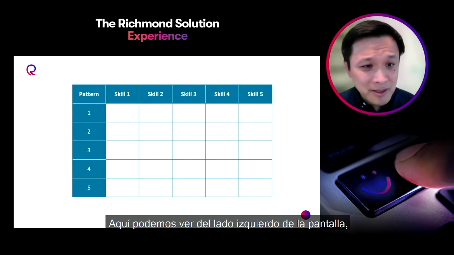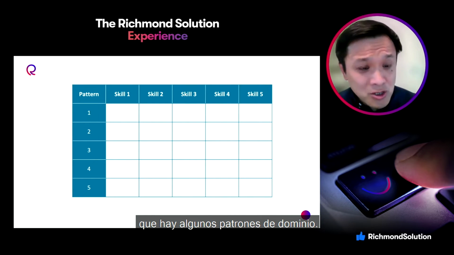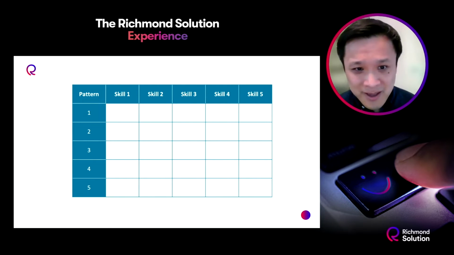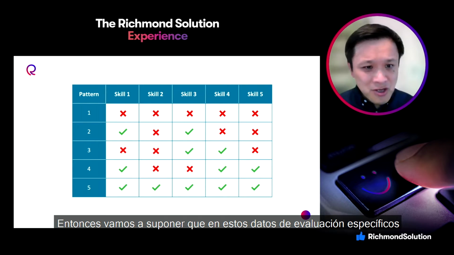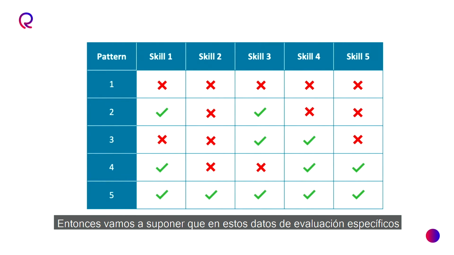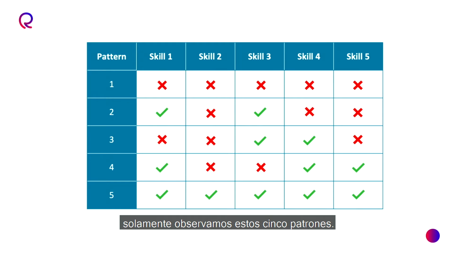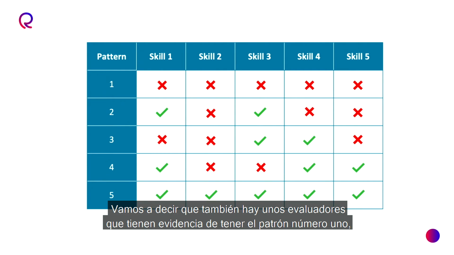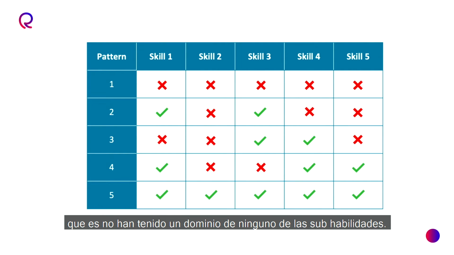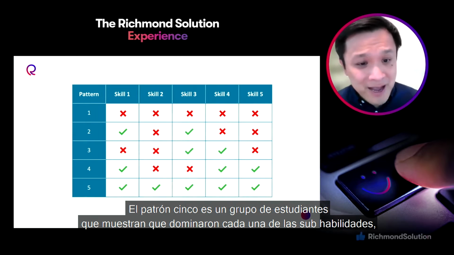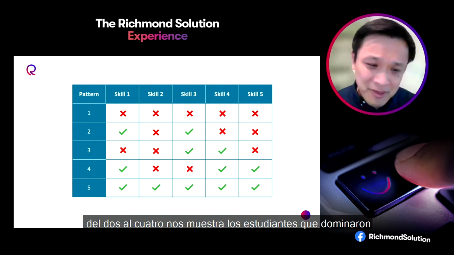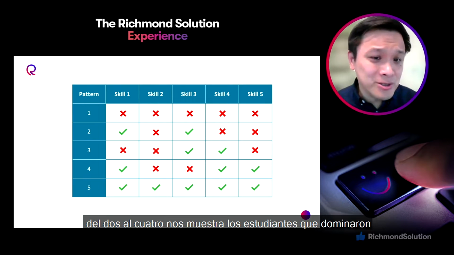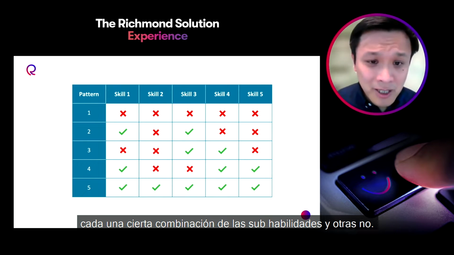So here you can see on the left-hand side of the screen certain patterns of mastery, or lack thereof. And over here, you can see the 5 subskills up top. Let's pretend that in this particular assessment data, we only observe these 5 patterns. Let's say that there are some test takers who showed us evidence of having pattern number 1. That is, they haven't mastered any of the subskills. And pattern 5 is a group of students who showed that they have mastered every single one of the subskills. And then 2 to 4 show us students who have mastered some combination of subskills, but not others.